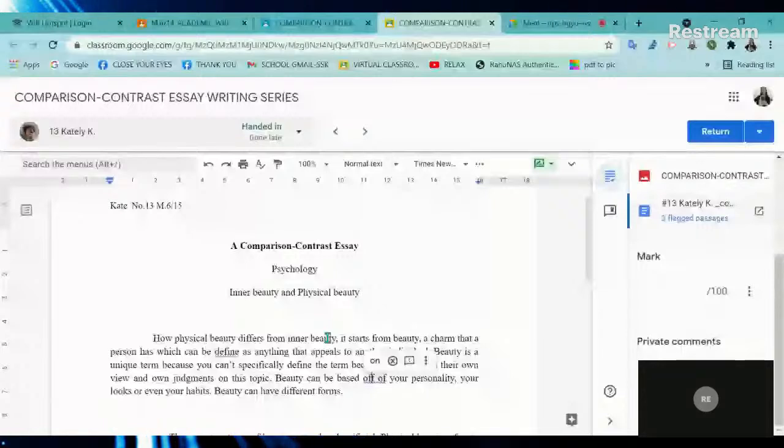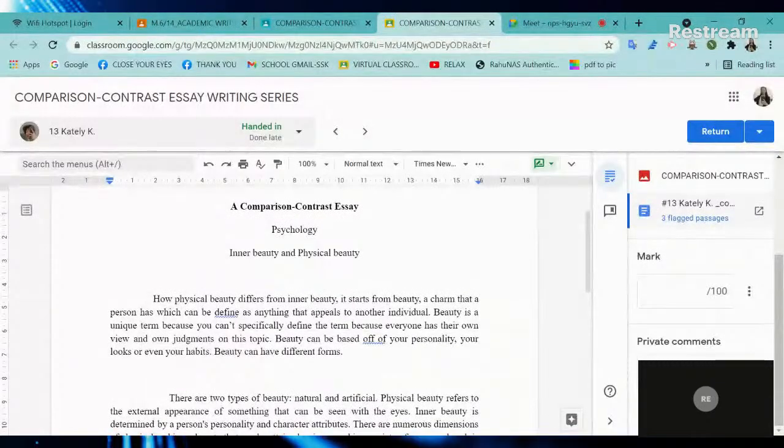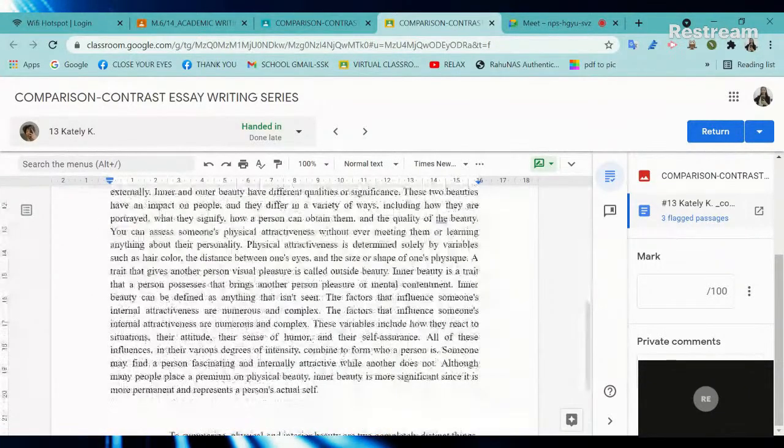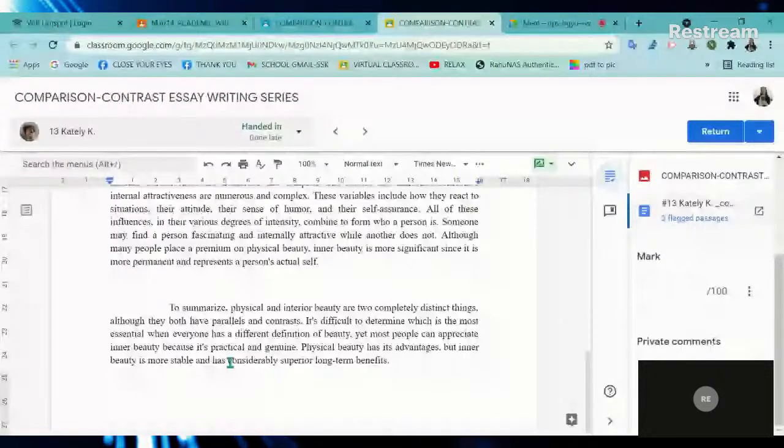Okay, kindly repeat after me the word artificial. Artificial. Determined. Signify. Possesses. Attractiveness. Significant. Permanent. Considerable. Considerably. Thank you very much, Kate.